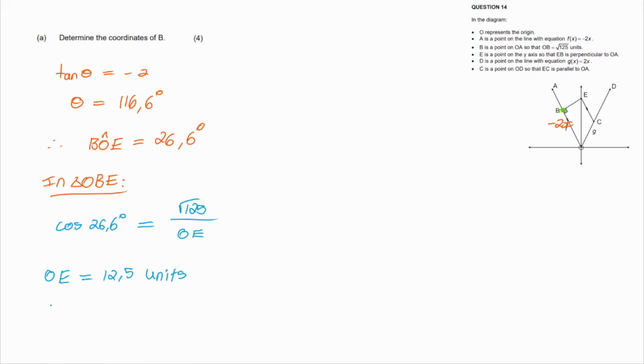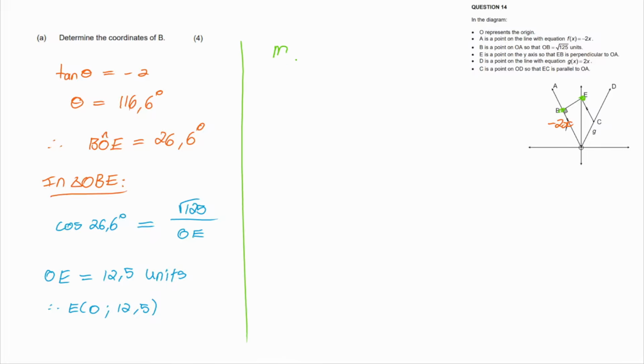Right, so now I have the coordinate of E. Therefore, E is the point 0, 12,5. I know it is a lot of work, but we have the coordinate of E now, and let's keep working over here.